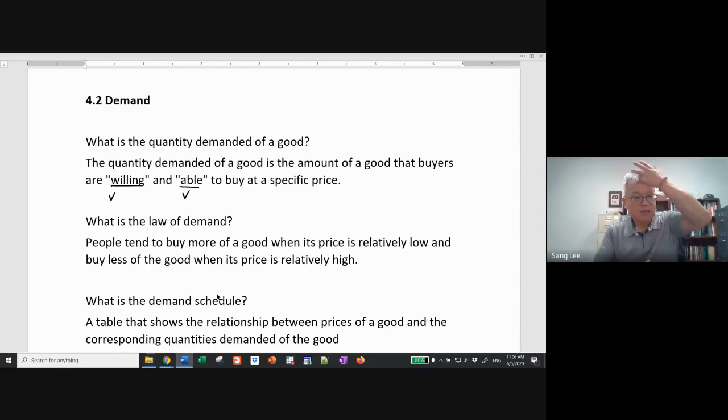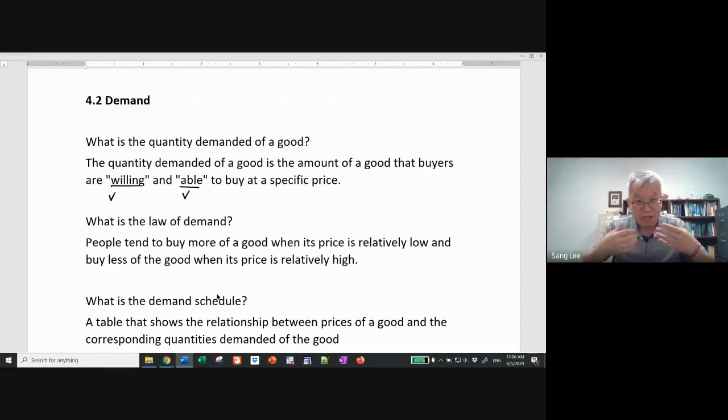Okay. So what is the law of demand? Well, if you examine any market, then you will make this observation. People tend to buy more of a good when its price is low, and people buy less of the good when its price is high.